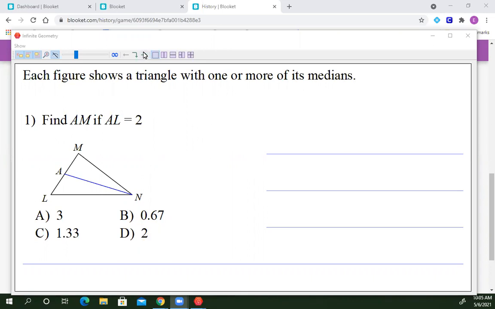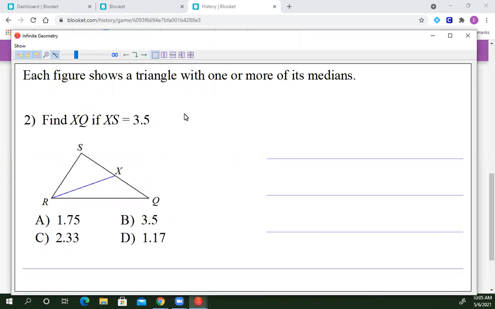The next one, again, this whole section is median. So I'm looking for, again, if these are equal, if this is 3.5, then this is 3.5. Got it. So that's my answer. That's what they're looking for, XQ.